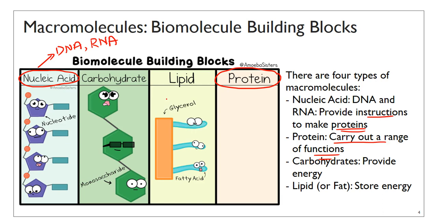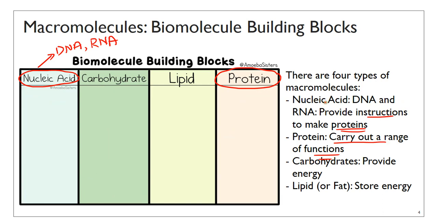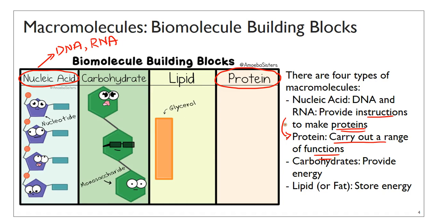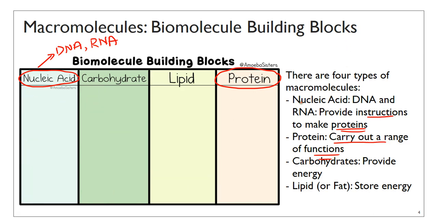So if you think about it, it's actually pretty easy. You have the instructions, which is a nucleic acid. The instructions are to make the proteins, and then you have the energy that can be supplied for the process of making proteins, and then any excess energy, you store it. So they are your four main types of macromolecules.